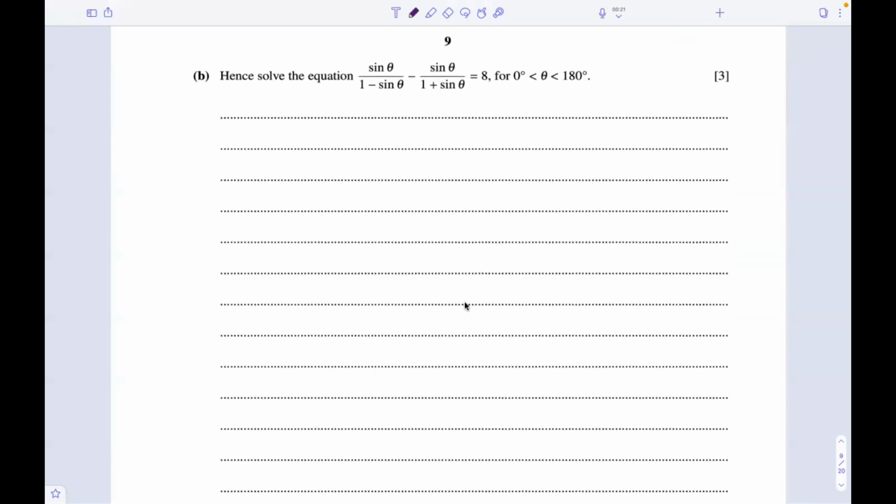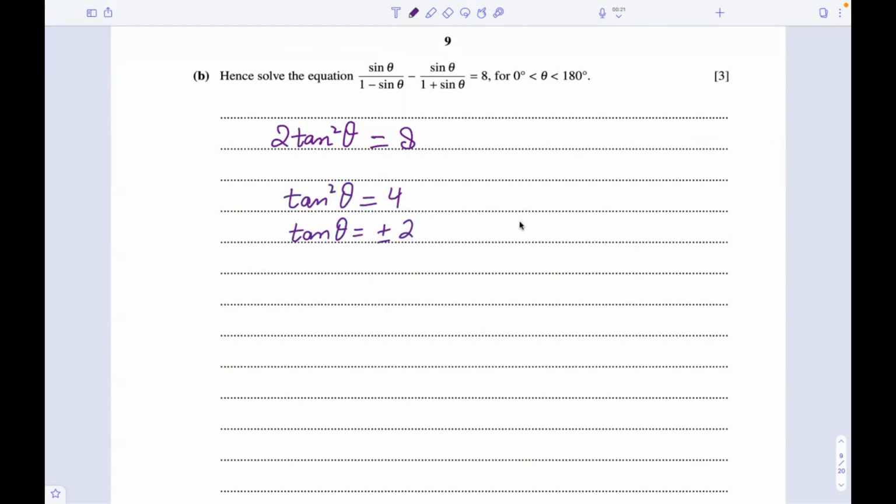Now in part B, we have to solve the same equation as in part A, which is equal to 8. So we have proved that this is equal to 2 tan squared theta. So in place of this, we can write 2 tan squared theta is equal to 8. So tan squared theta will become equal to 4. So tan theta would become plus minus 2. When we have square root 4, we get both values, plus minus 2.